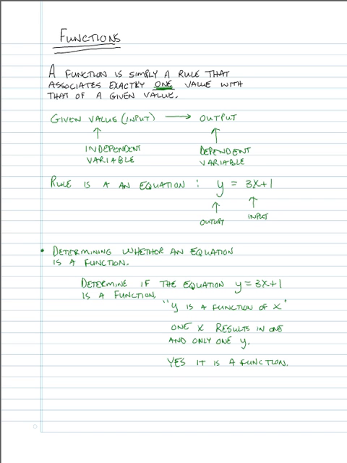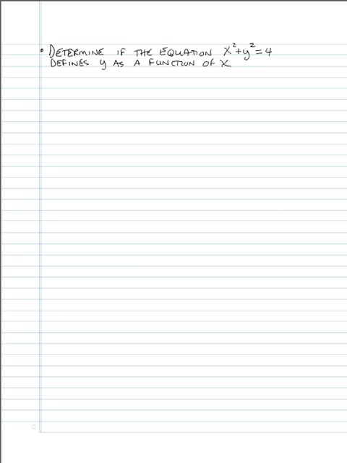Well, next we'll look at another example where we don't have y as a function of x. So you can see here what we're asked to do is to determine if the equation x squared plus y squared equals 4 defines y as a function of x. And to do this, we must solve for y. Well, when we do that, of course, first we'd solve for y squared. That is, we would subtract x squared from both sides.